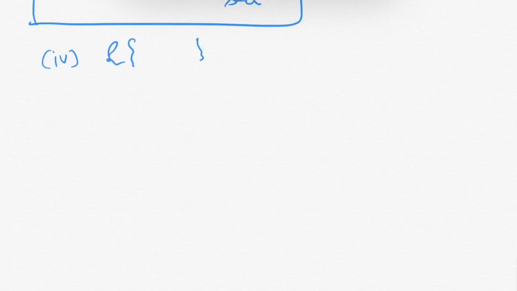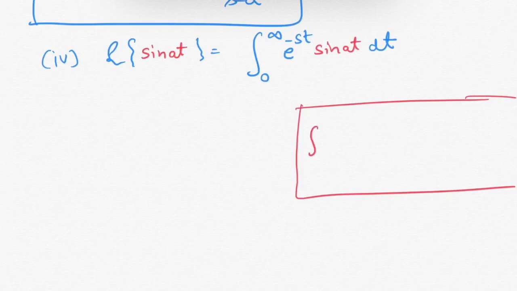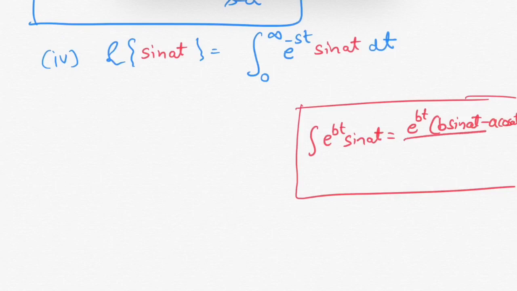Laplace transform of sin at equals integration from 0 to infinity of e raised to power minus st sin at dt. Okay, and we know that integration of e raised to power bt sin at equals e raised to power bt into (b sin at minus a cos at) over a square plus b square. Okay, so using this formula we can find the integration of this integral.